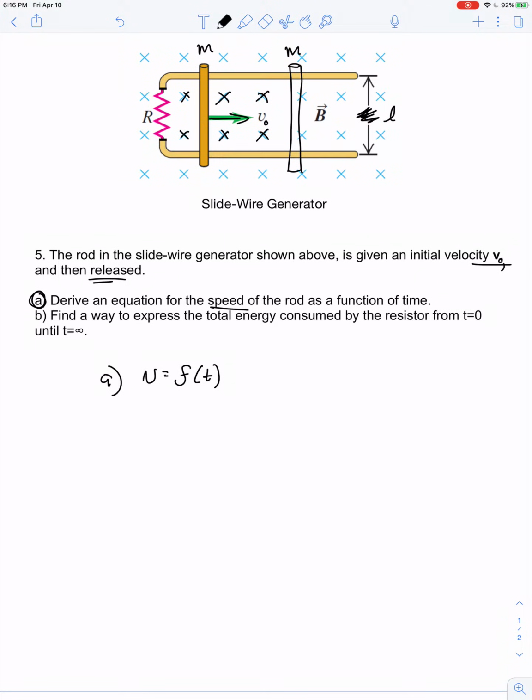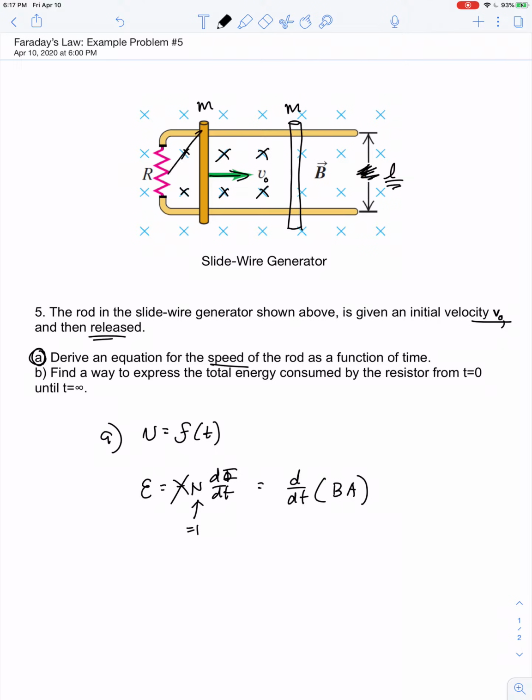So first of all, let's see if we can figure out how much force would be exerted on that rod at any given instant. So we'll start with Faraday's law. Induced voltage is negative N d phi dt. In this case, N equals 1, and the negative sign is just going to tell us the direction of the current. So in magnitude, we don't need to concern ourselves with that. So the induced voltage is equal to d dt, the product of magnetic field and area. So we've got the length as part of the area.